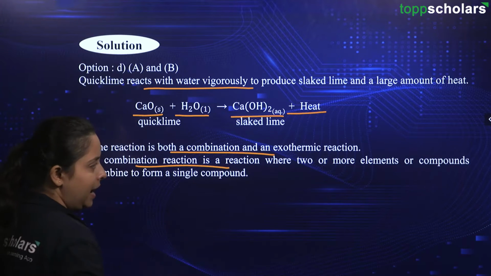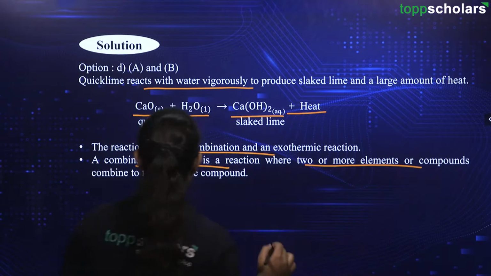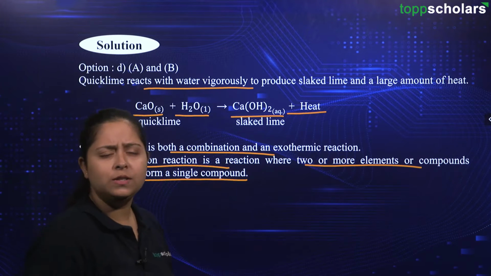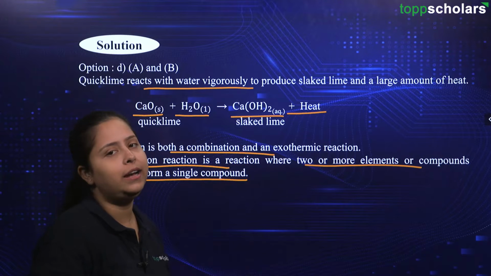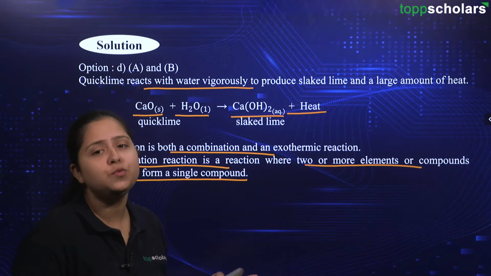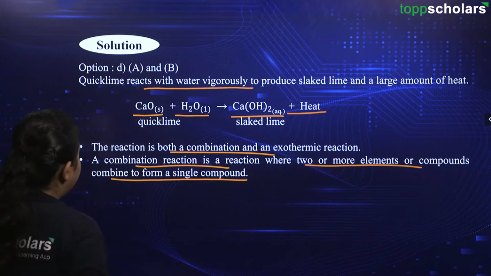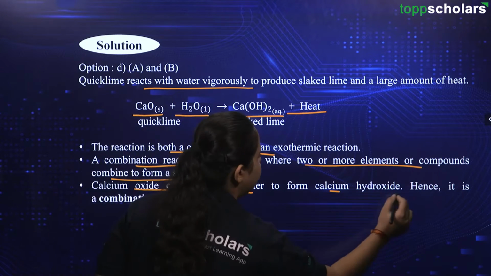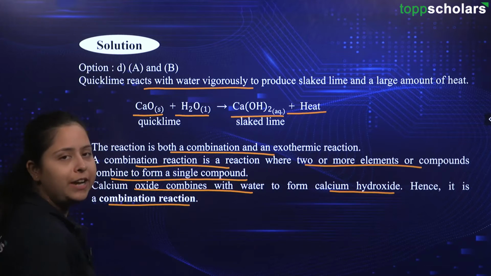Combination reaction is a reaction where two or more elements or compounds combine to form a single compound. Simply, if you see many reactants and one product, it is most probably a combination reaction. Going ahead, calcium oxide combines with water to form calcium hydroxide, hence it is a combination reaction.